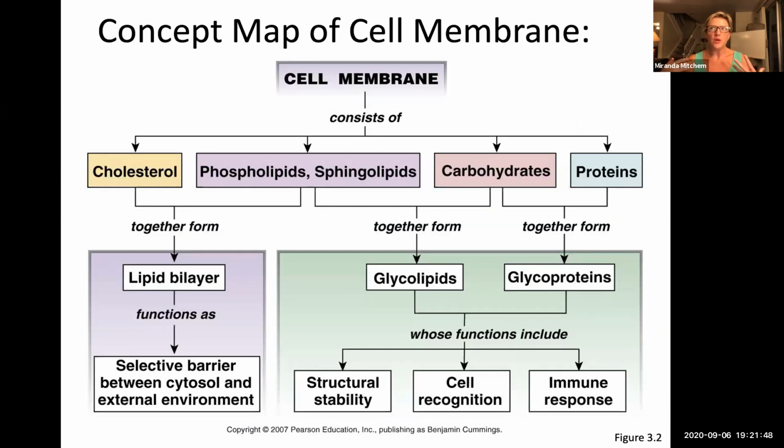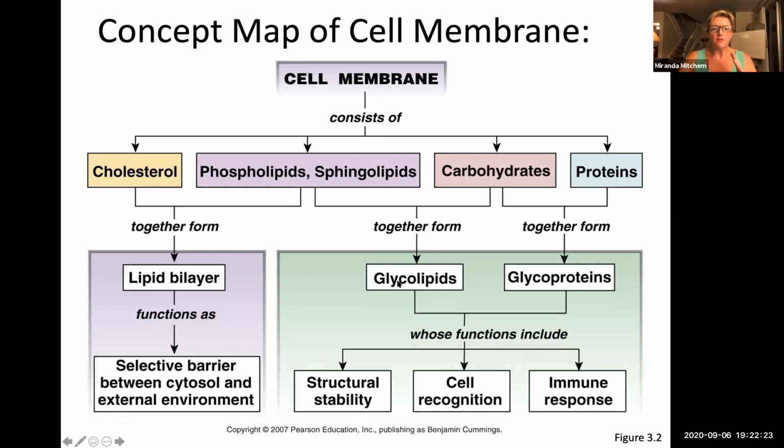All right, so let's look at the cell membrane a little bit differently. Now we're taking the cell membrane and breaking it up by the components of which it's made. There's cholesterol. We have the phospholipids. There's another group of lipids. We have carbohydrates and then proteins. The combination of a carbohydrate and a protein forms what is called a glycoprotein. The combination of a carbohydrate with a lipid makes a glycolipid.